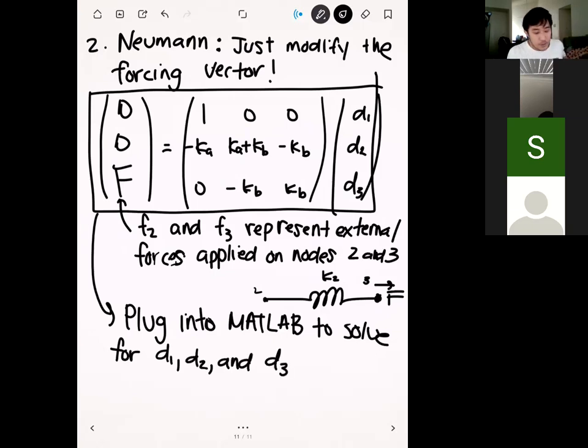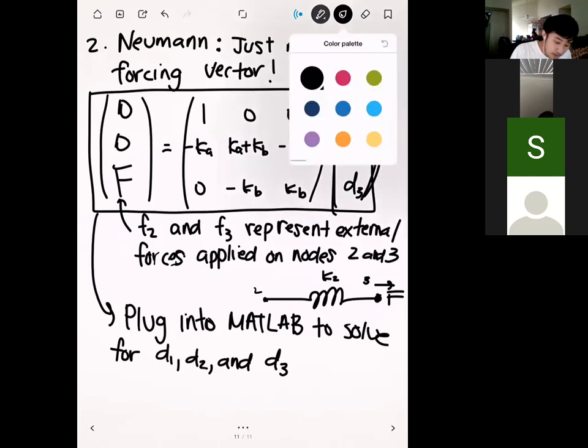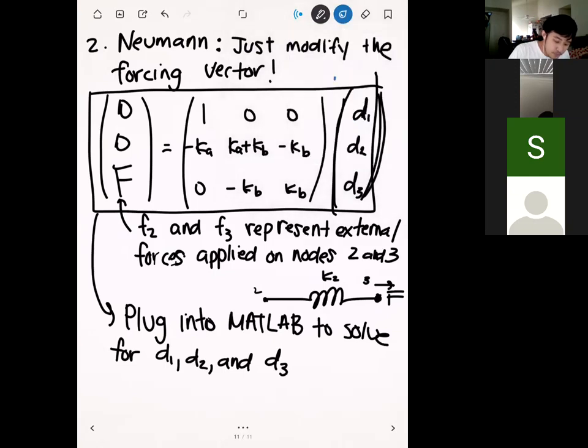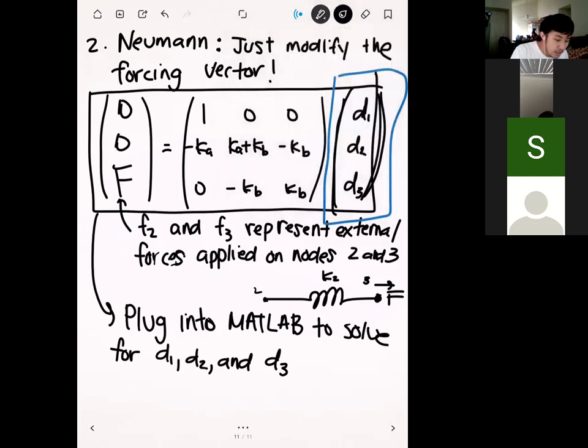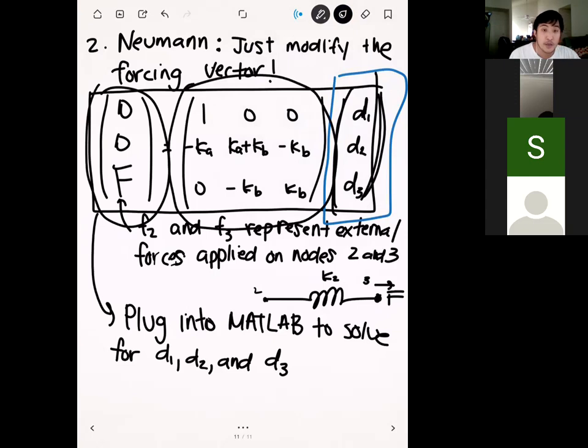Okay. And so remember, the goal for these kinds of systems is to solve for whatever's in the solution vector. So we're solving for these guys. When you plug this linear system into MATLAB, you're going to create a vector and input all the values from the forcing vector on the left-hand side, and then create a matrix and input all the values from our matrix here, and then invert the matrix in order to solve for D1, D2, and D3.